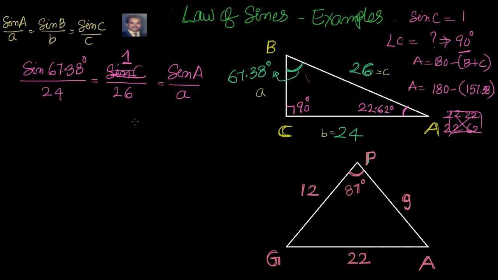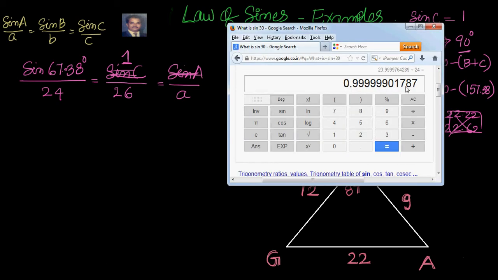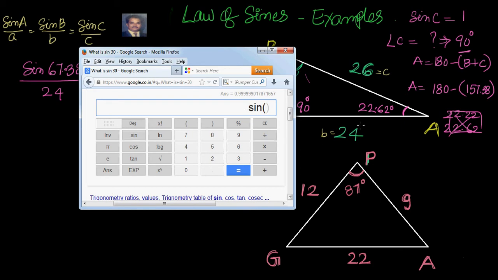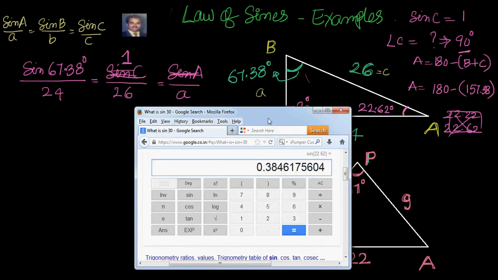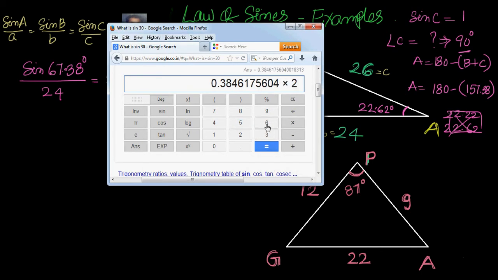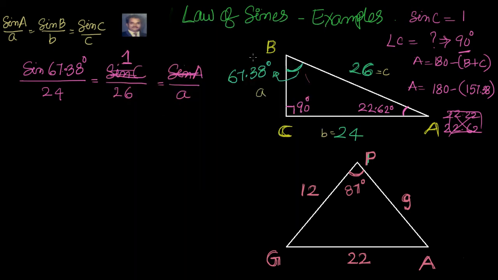Now this is pretty straightforward. You know sine A also. Sine A, what is the value we got? We know A, right? What is A? 22.62. So let's find out what is sine A. Let's go back and say I want sine of 22.62. That's 0.3846. This I have to multiply with 26 so that I can get what is a. That's 10. Seems interesting, right?